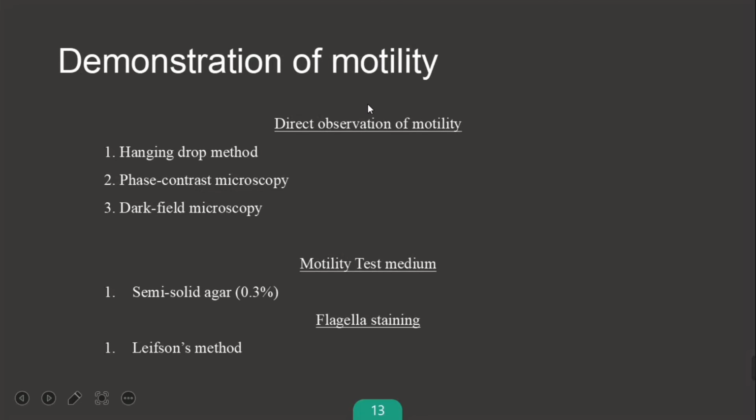Demonstration of motility. Some tests used for bacterial motility. Direct observation of motility: hanging drop method, phase contrast microscope, and dark field method. Motility test medium is semi-solid agar. Agar percentage is 0.3. Flagella staining: Leifson staining.